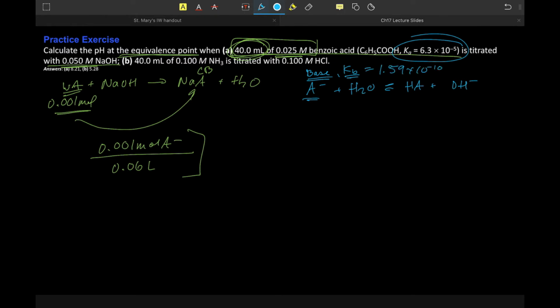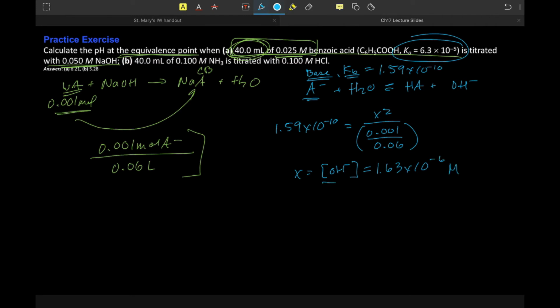All right, so we've got a Kb, right? And so now let's go ahead and set this up, right? So I know that 1.59 times 10 to the negative 10 is equal to x squared over, all right, and then if we go ahead and solve for x, x is going to represent this. All right, so if I go ahead and solve for my x, it is going to be 1.63 times 10 to the negative 6th, and that's the concentration of that, right?